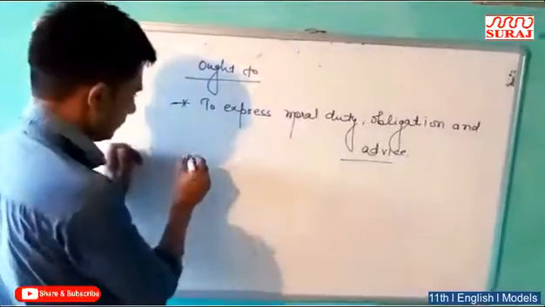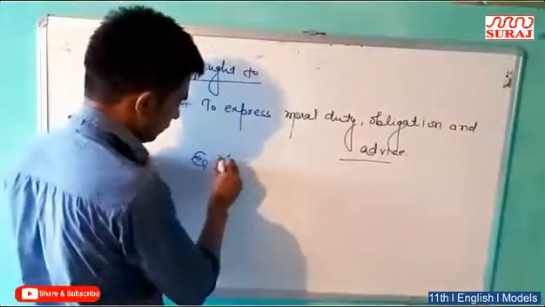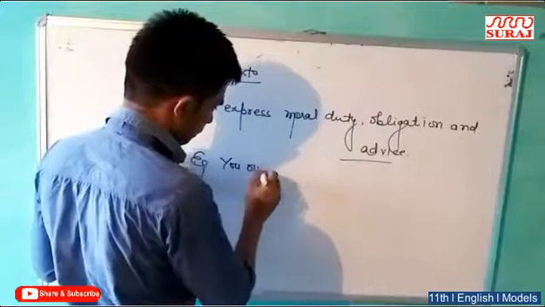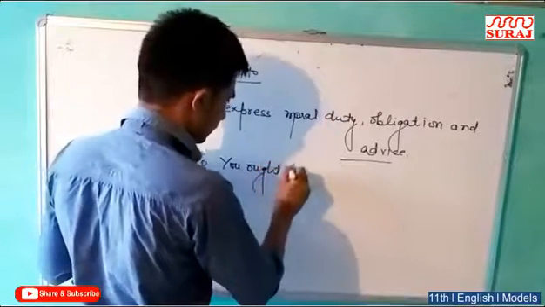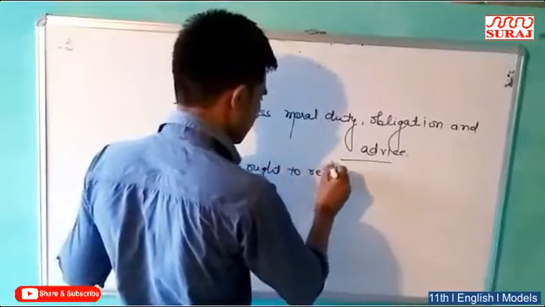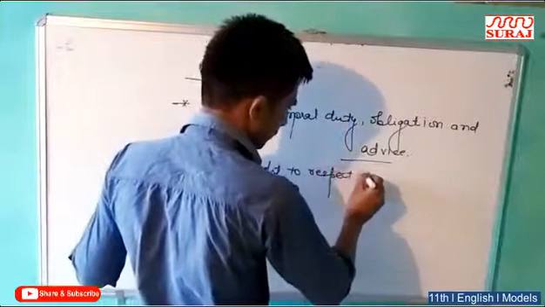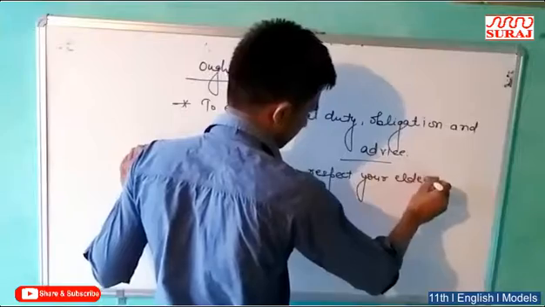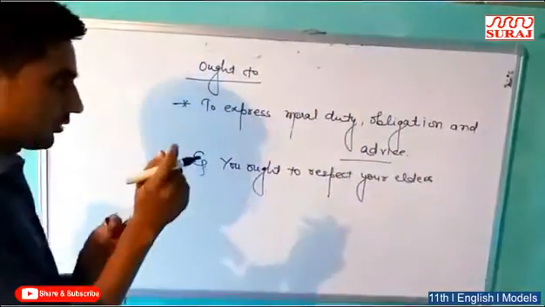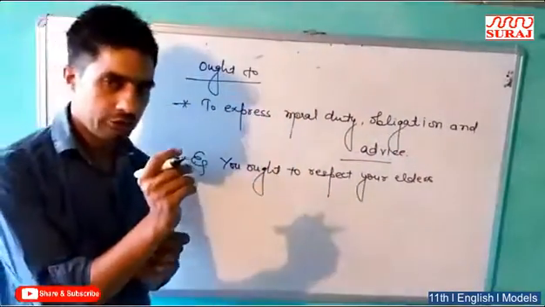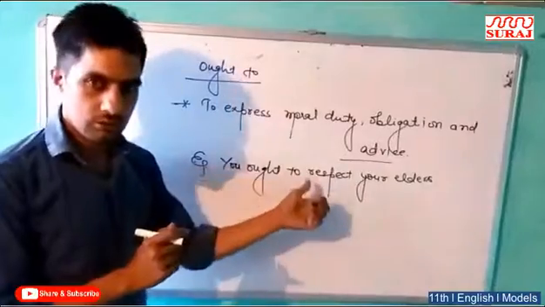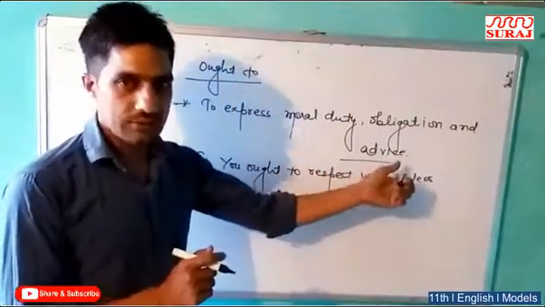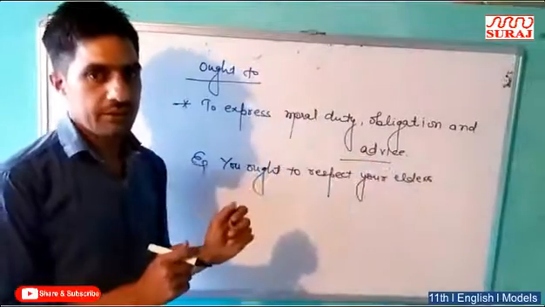For example, you ought to respect your elders. It means this is your obligation, this is your moral duty to follow, to respect your elders. In other words, we can say your parents.